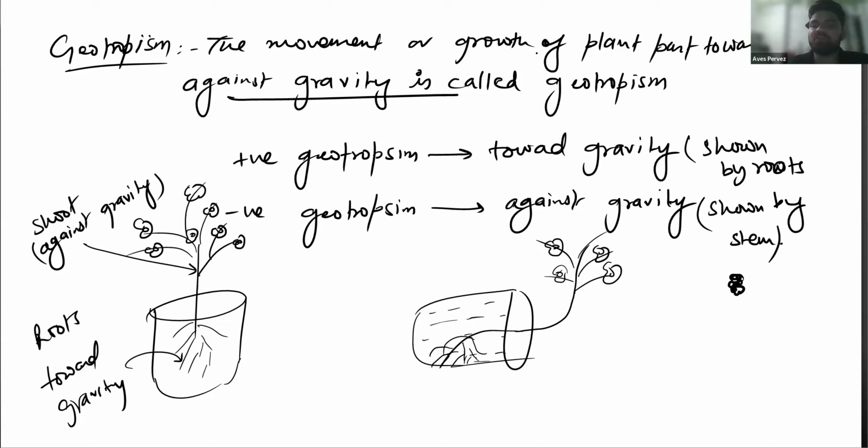Geotropism: the movement or growth of plant parts towards or against gravity is called geotropism. Positive geotropism is shown by roots, and negative geotropism is shown by the stem. Make both the diagrams of this one and this one.